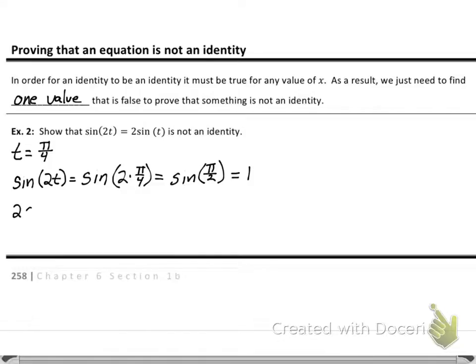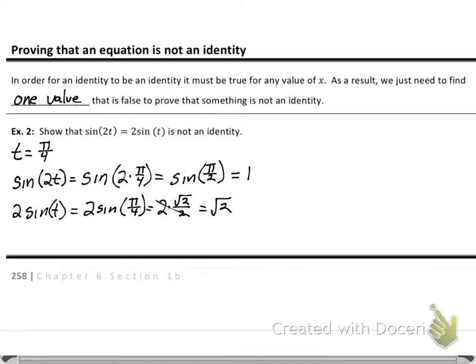Our other one is 2 sine of t. Well, that's going to equal 2 sine of pi over 4. Pi over 4, remember, it goes pi over 6, pi over 4, pi over 3, pi over 2. So it's that second tick. What's my sine value at that second tick marker, right in the middle? Square root of 2 over 2. Perfect. So that's 2 times square root of 2 over 2. Our 2's cancel out, and that equals square root of 2.